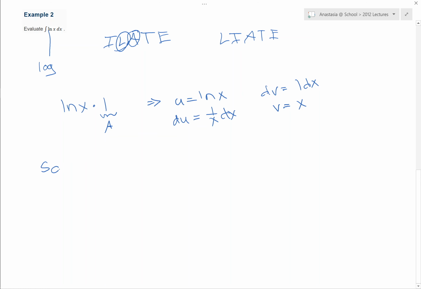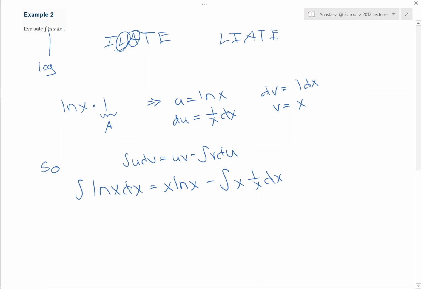So that means then that the integral of the natural log of x dx, remember, we are using the integral of u dv is equal to uv minus the integral of v du. So we have u dv on the left-hand side here. This must equal u times v. So u is the natural log of x and v is x. So that's going to give us x times the natural log of x minus v, which is x, du, the integral of x times 1 over x dx.